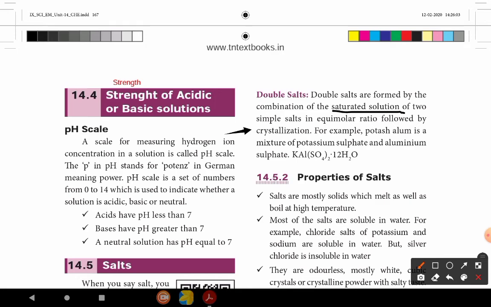When it becomes cooler and cooler, what happens? Crystals will form. That is called crystallization. For example, potash alum. Potash alum is a mixture of potassium sulfate and aluminium sulfate. What's the name of this double salt, children?